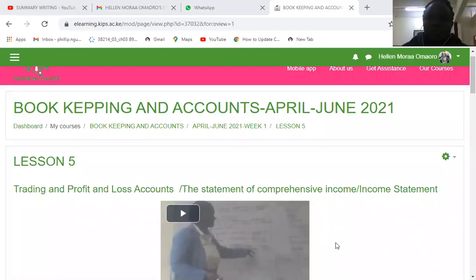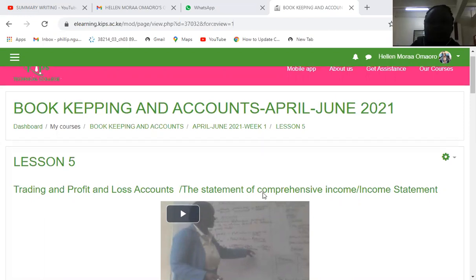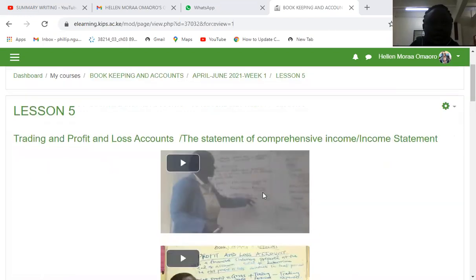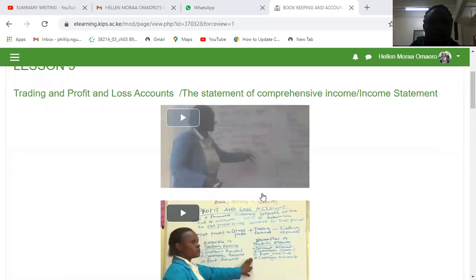They are like us to look at the financial statements or the final accounts. When you say final accounts, these are the statements which are prepared at the end of the year to show the performance of any business organization. So I want us to start from the trading, profit, and loss account.